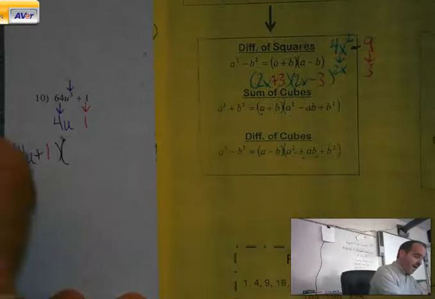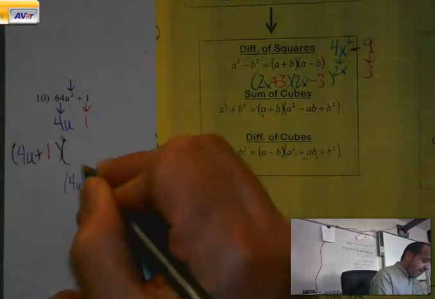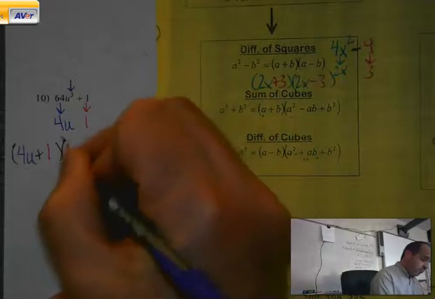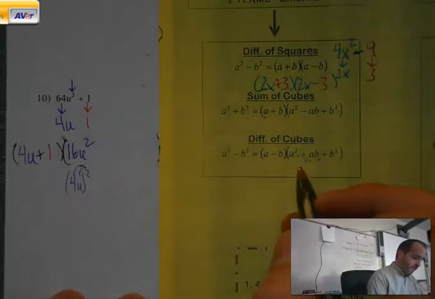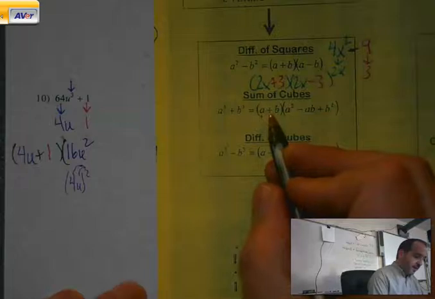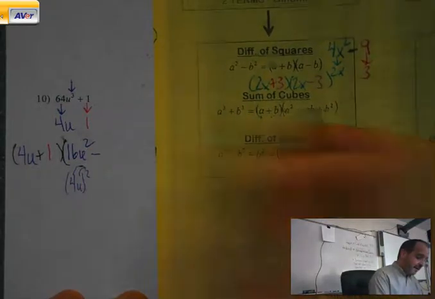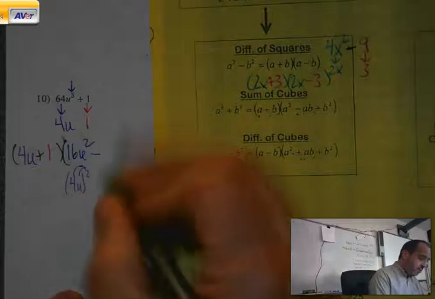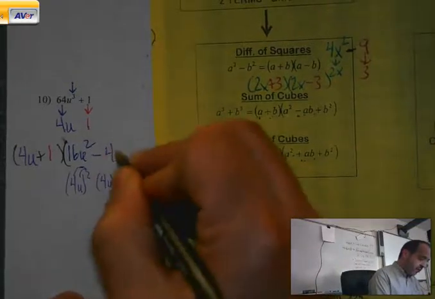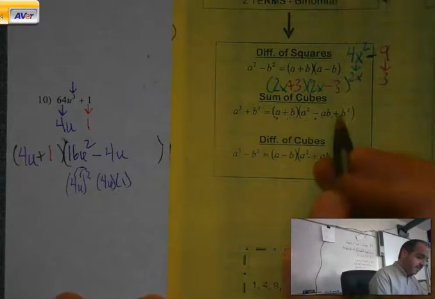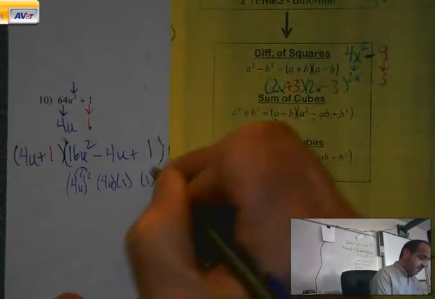A squared means we're going to square the 4 and the u. So 16u squared. Oops, I almost didn't do sum. Minus, I got to follow my signs here, A times B. 4u times 1, which is just 4u. And then plus b squared, plus 1 squared.